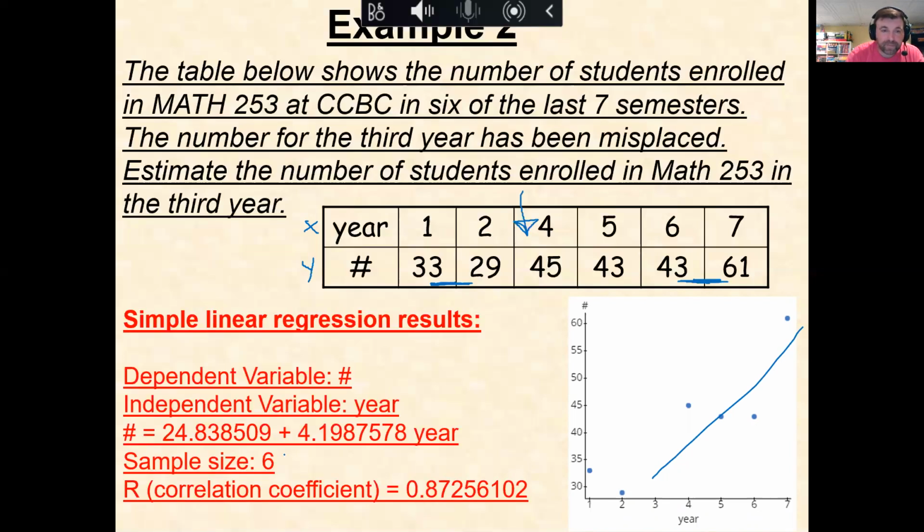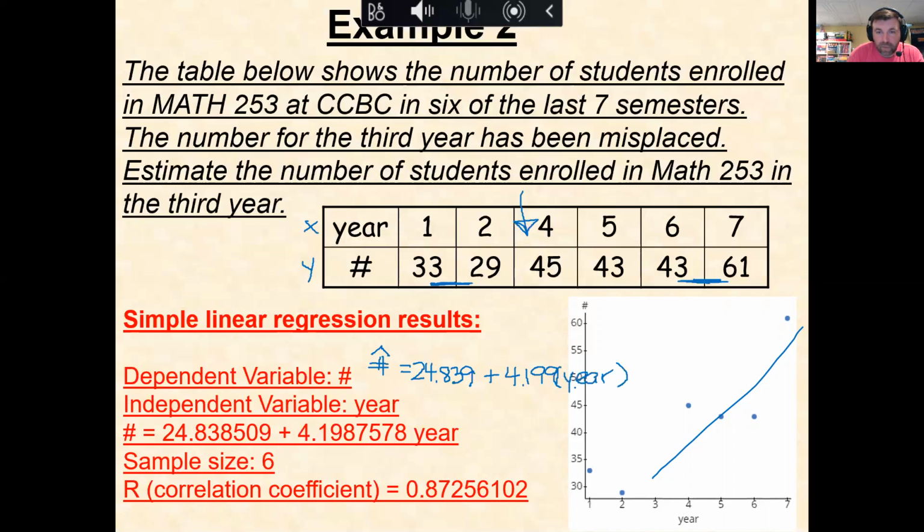We'll look here. Dependent variable, the y value, which is the number. The independent variable, your x, is the year. And here's your equation. So if the question said, what is the equation? I would write exactly what's on the screen, number hat for my predicted value, and then I'll go out 3 decimals again: 24.839 plus 4.199, and then the word year.